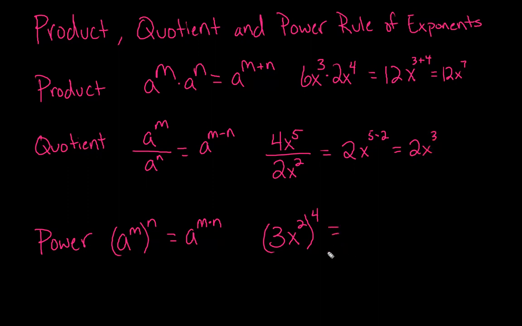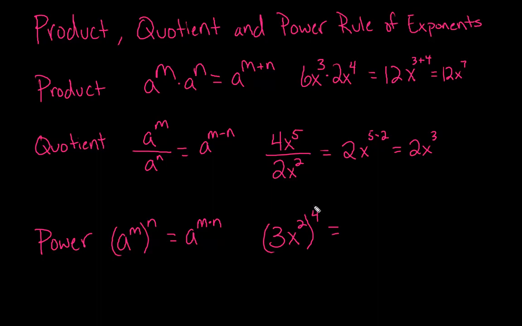And then finally, our last rule of exponents we're going to talk about is the power rule of exponents. So when we have an exponential expression raised to another exponent, we can multiply the two exponents together to simplify. So here we have 3x squared raised to the fourth power.